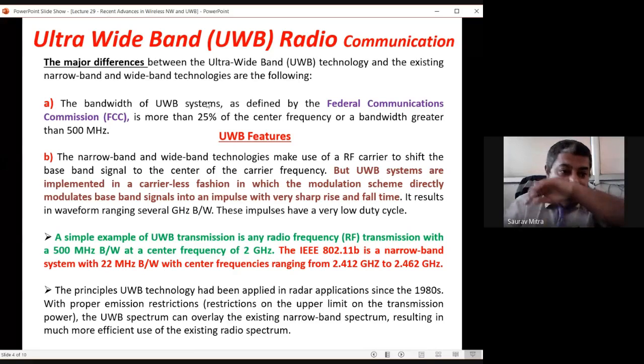So that is a very important thing. As mentioned by the FCC, the bandwidth of a UWB system should be more than 25% of the center frequency or bandwidth greater than 500 megahertz. So this is the bandwidth and center frequency specification.